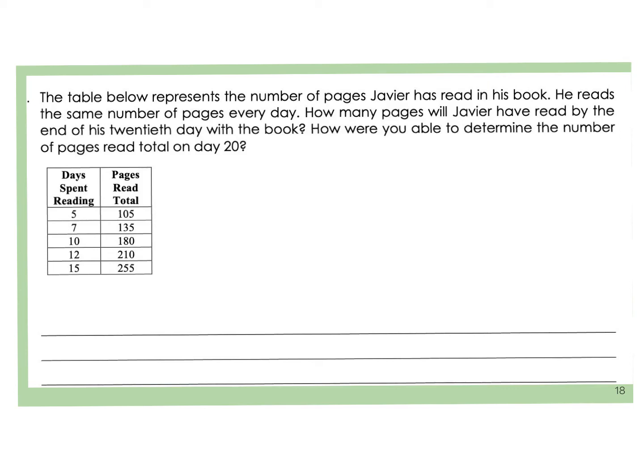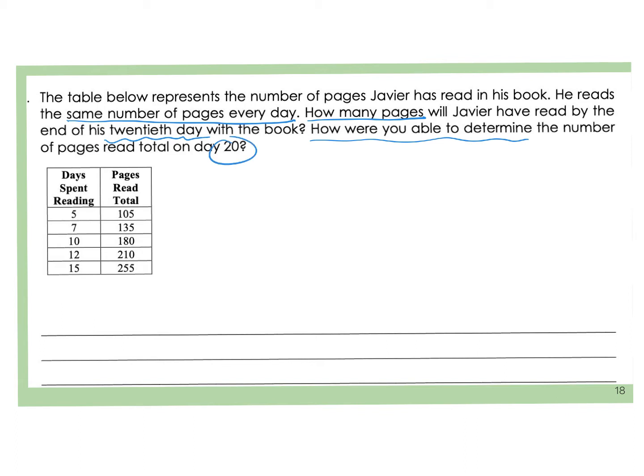Okay, let's read and annotate. The table below represents the pages Javier has read in his book. He reads the same number every day. That's them telling us this is a constant rate of change, okay? How many pages will he have read by the end of his 12th day? How many pages? And then how are you able to determine on day 20?